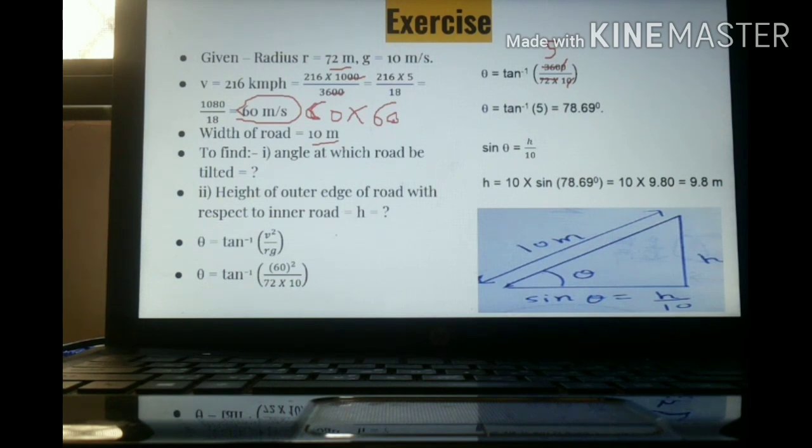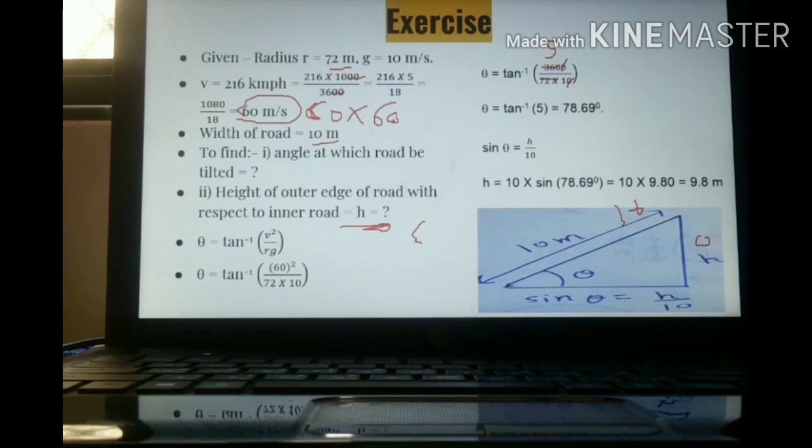We have to also find the height to which it has been raised. So we will be using the sine ratios. This is the angle theta, the angle by which the road has been raised. Sine is opposite upon hypotenuse; this is opposite and this is hypotenuse. So we can write sin theta as h upon 10. We have to find the value of h, the raised height, which is 10 into sin theta.